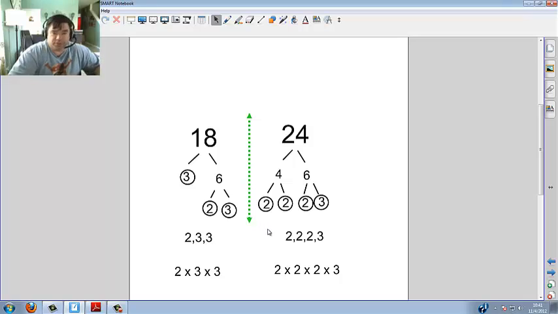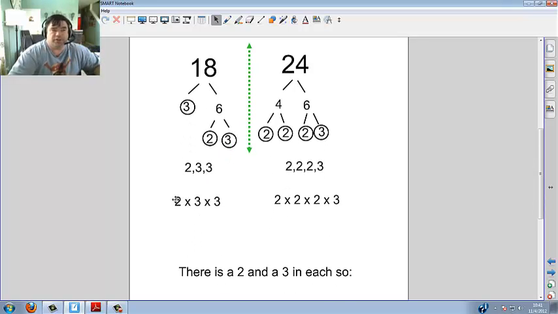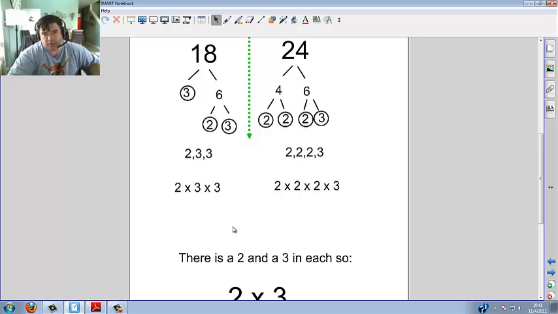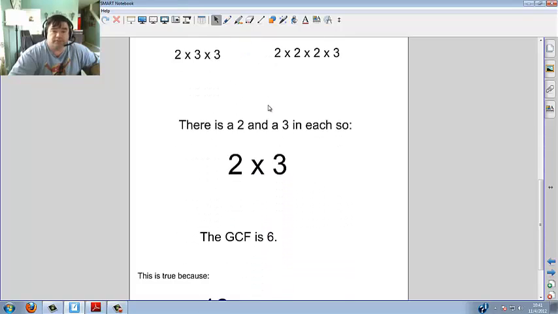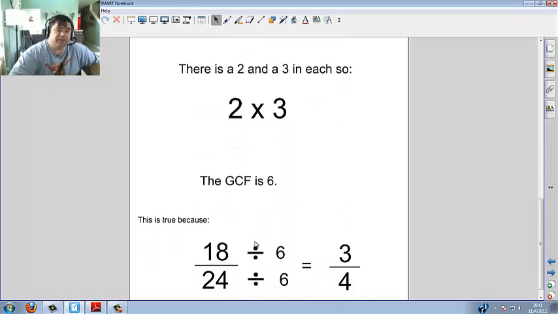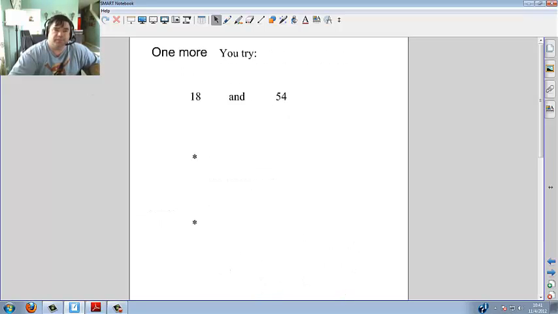So what's the same for each one? Both seem to share a 2 and a 3. Therefore, 2 times 3 is 6, so the greatest common factor between these two is 6. It's true, by the way, because if I divide both by 6, notice how I get 3 over 4. And that's as small as it can go.